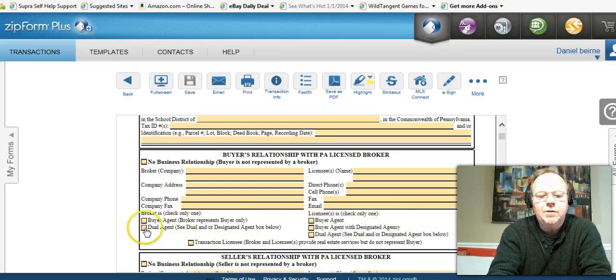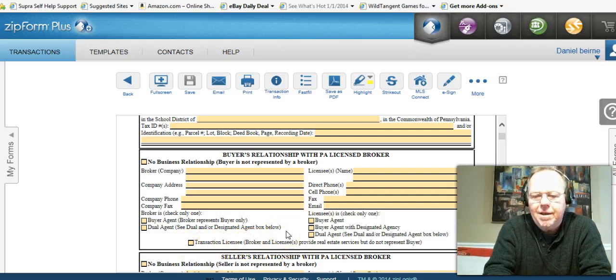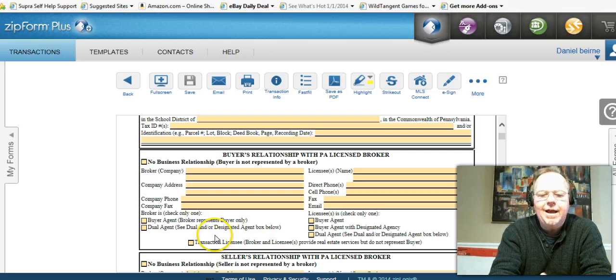So if it was a dual agent, you'd check that box, dual agent. Down here, there's a box that says transaction licensee. When real estate agents come out of real estate school, they're given the idea that this is a common way to sell real estate. But in fact, if you're checking transaction licensee, I'd say 99 out of 100 times you're probably doing it wrong. And I definitely want you to have a conversation with me before you do that.